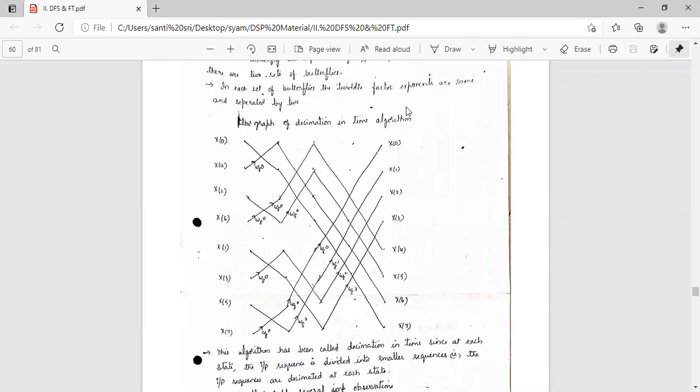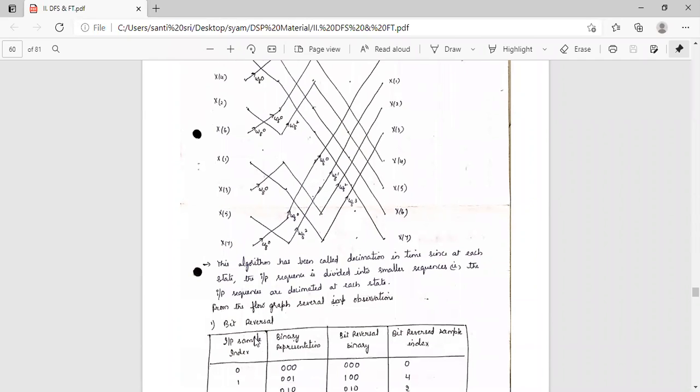Right? So finally we will get the result X of 0, X of 1, X of 2, X of 3, X of 4. So here these inputs are reordered as x of 0, x of 4, x of 2, x of 6. These are even numbers. And here x of 1, x of 3, x of 5, and x of 7 are odd numbers. Okay. This algorithm has been called decimation in time since at each stage the input sequence is divided into smaller sequences. That is, the input sequence is decimated at each stage.